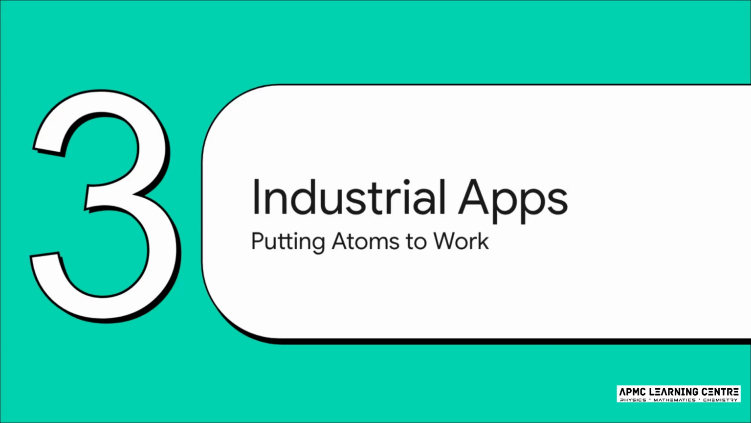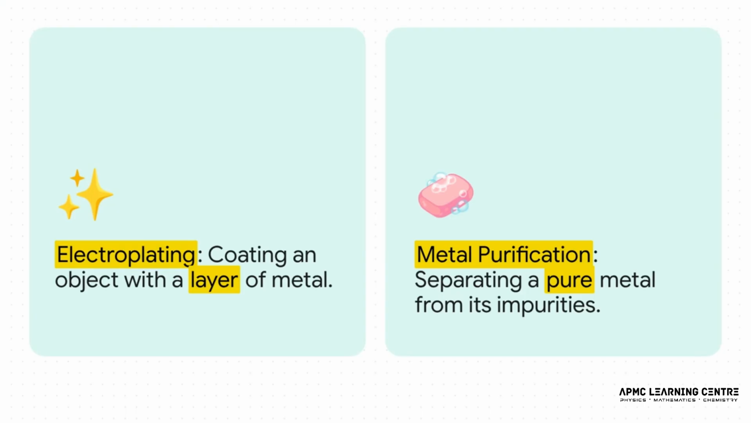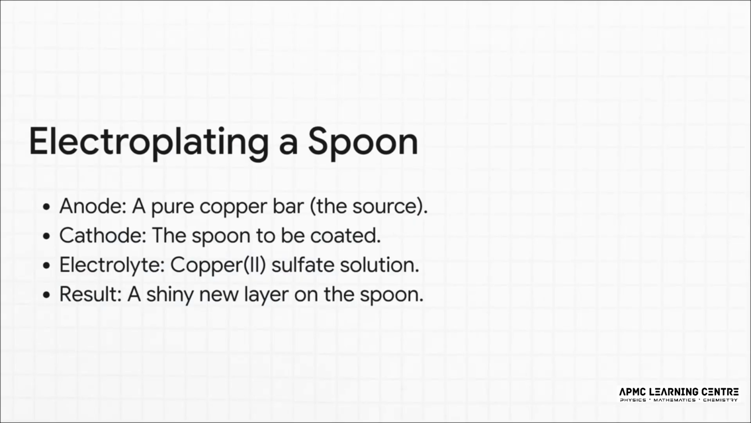So this whole atom shuffling thing isn't just some neat chemistry party trick, right? This is the actual foundation for some huge industrial processes that we totally rely on every single day. The 2 biggest applications are electroplating and metal purification. Electroplating is all about coating something with a super thin layer of metal, either to make it look good or to protect it. And metal purification uses the same idea to pull out pure metal from a chunk of impure junk.